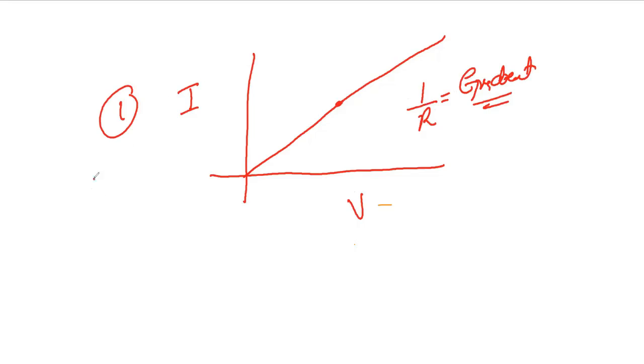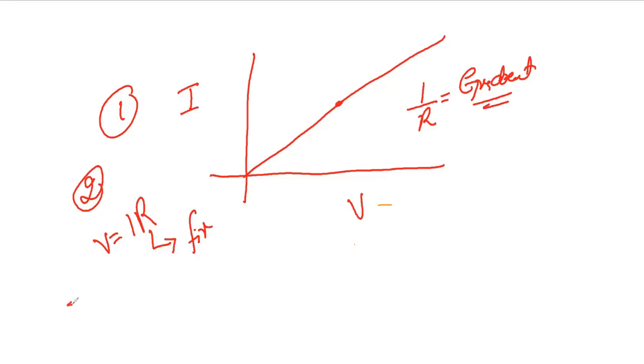The second point is that for an ohmic conductor, your voltage will be equal to IR, and for each conductor this resistance will have a fixed value. It means this resistance depends on the device you are using. So for an ohmic conductor, the resistance will remain fixed, and if you increase the voltage, the current will increase.